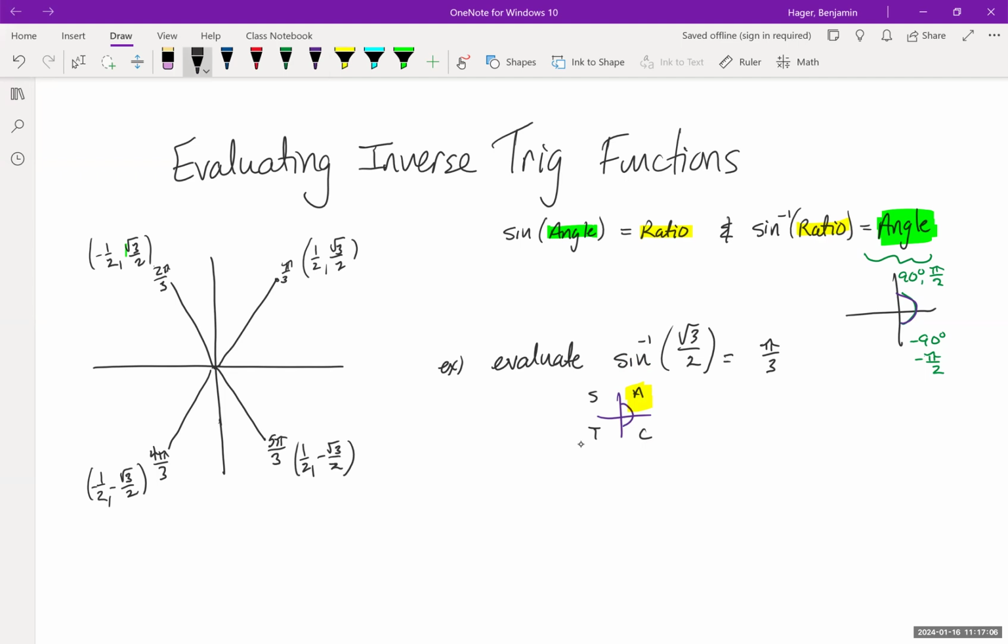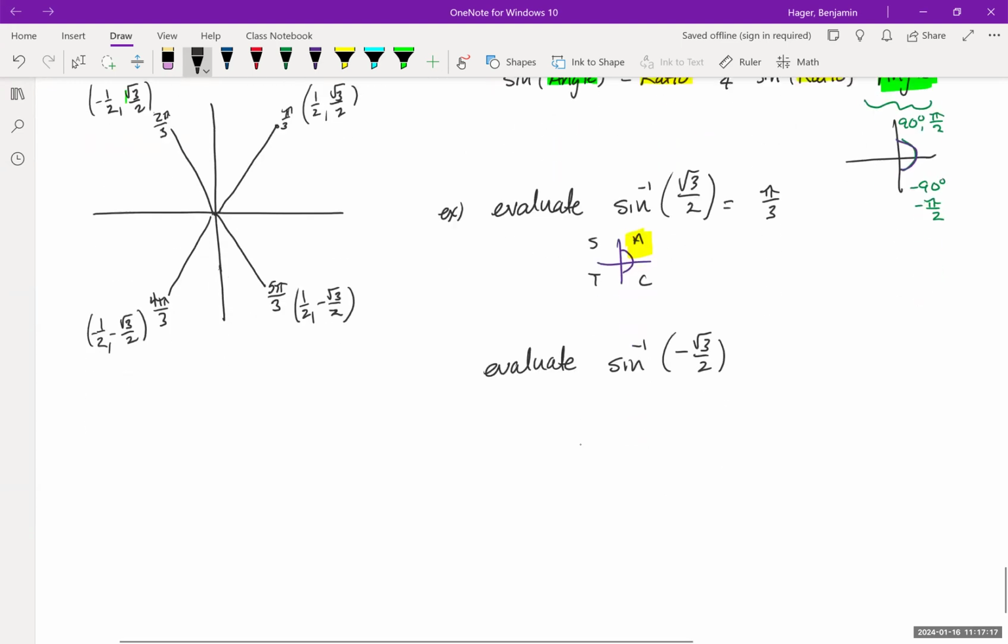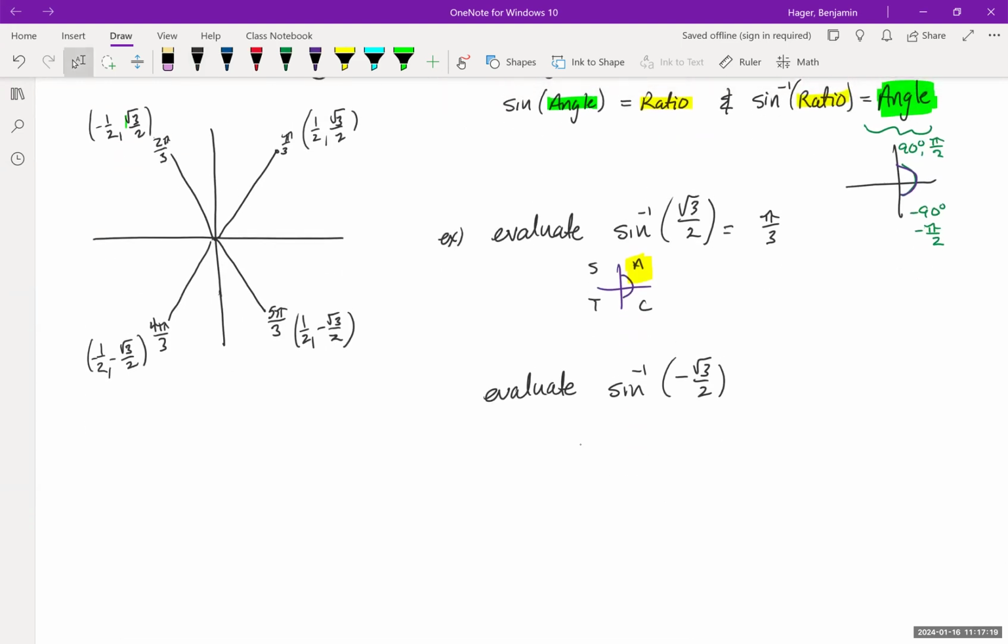Let's try another example, because that one was kind of direct. What if they asked us for sine inverse of negative root 3 over 2? Again, they've given me a ratio of negative root 3 over 2. They are asking us for the angle which gets that done. There's infinitely many angles which you could plug into sine and get negative root 3 over 2 out.